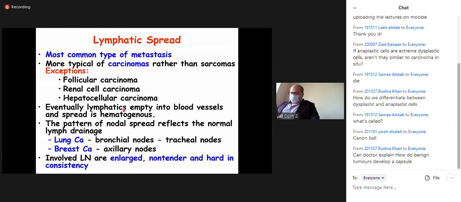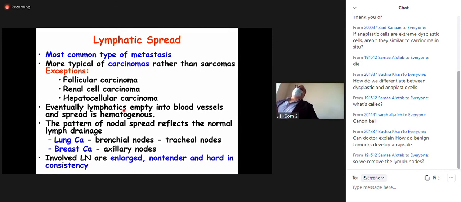Now, some of the criteria for the lymph nodes that are affected with the metastasis: usually they are going to be hard, what you call indurated lymph nodes. Hard, painless, and non-movable, because most of the time the tumor would have gone out of the lymph node and into nearby tissue. And the result of that is going to be a fixed kind of tumor.